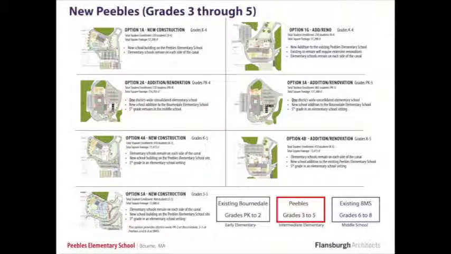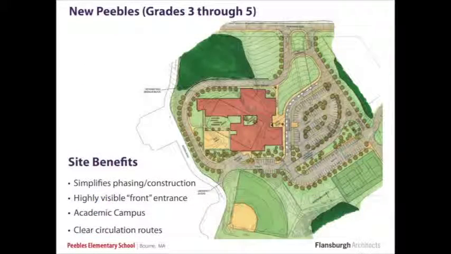We looked at an addition here, serving grades pre-K through four. Also a much larger building, an all district pre-K through five here at Bourndale. An option 4A, both new and a reno, serving K through four on that side of the canal, but an all district fifth grade. And through all these studies, the option five, which is grades three to five merged, viable and practical model to move forward. The MSBA recognized this for its benefits.